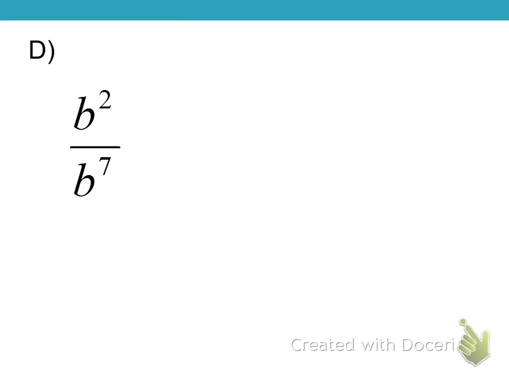All right, here's part D. All right. How many? Where are they? 5 on the bottom. So we have 1 over b to the 5th.